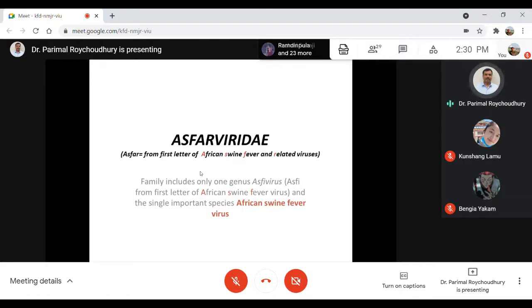This is a particular family of DNA viruses called Asfarviridae, and this family includes only one member, the African swine fever virus. The name comes from the initials of African swine fever and related viruses, ASFAR, and given the name Asfarviridae family.